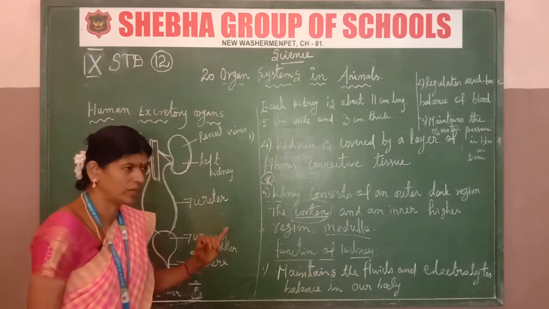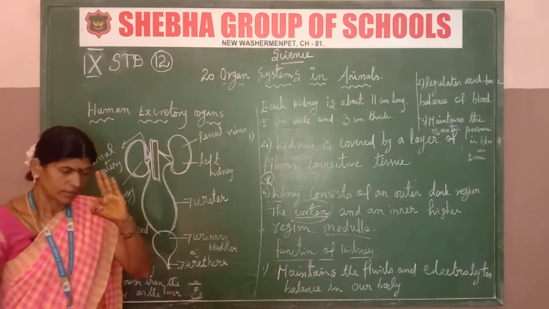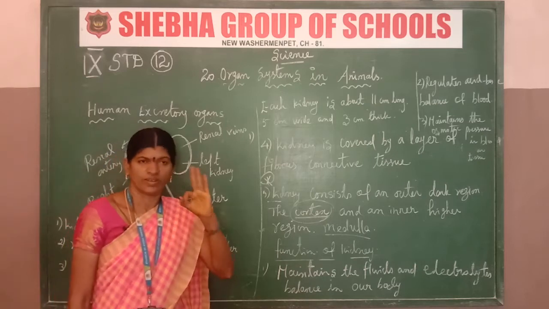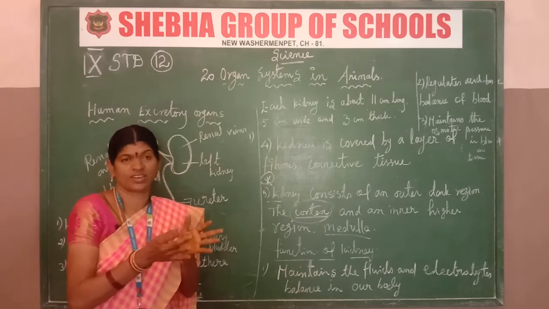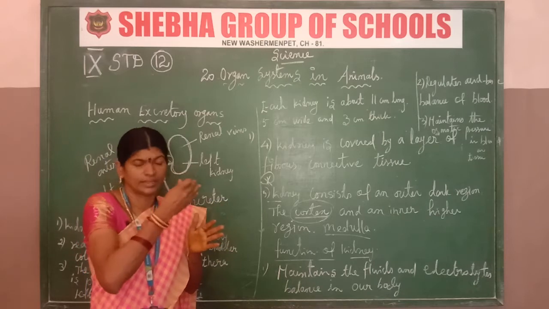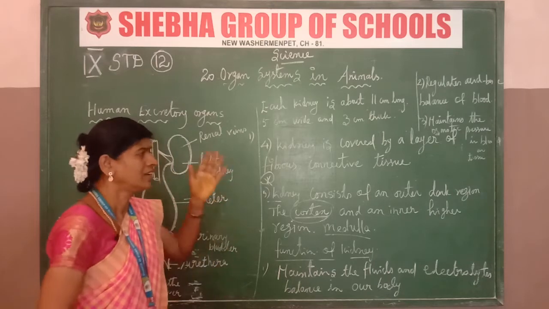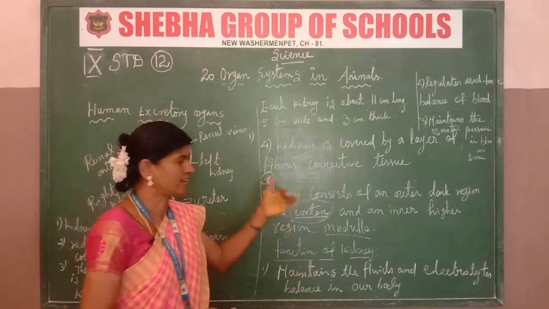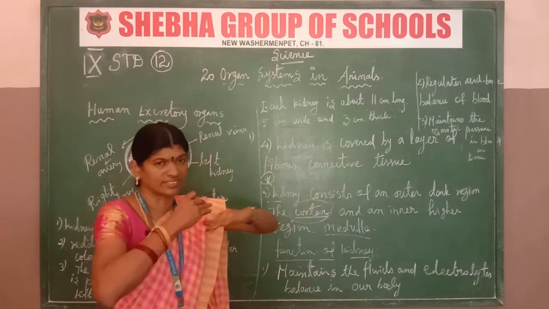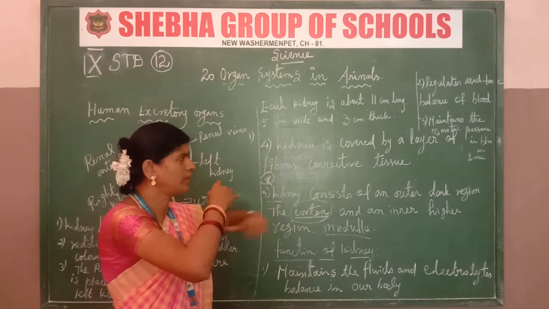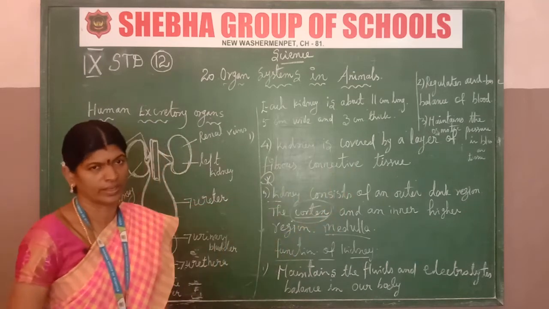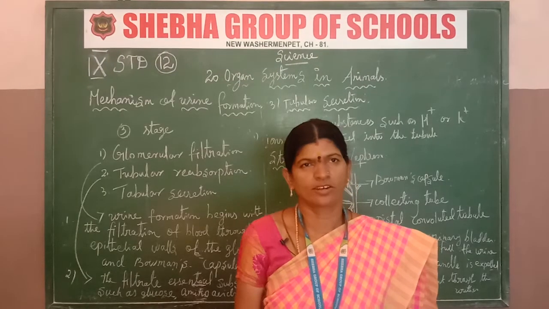Another important one: ammonia and urea, the waste excretory substances, are excreted from our body. Otherwise toxic substances would stay in your body. So that is the excretion of waste materials from our body. It's clear.